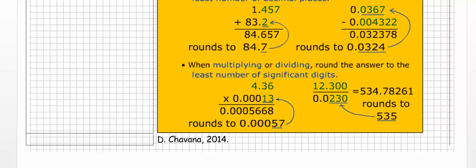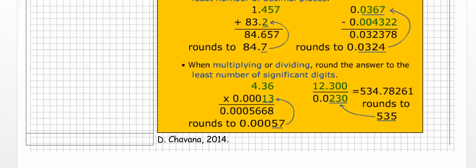Okay? Let's take a look at this quotient now. We have 12.300. We're going to divide that by 0.0230. The rule again is look to see which one is the least significant of the two. And when you determine that, you're going to write your answer to that number of significant digits.